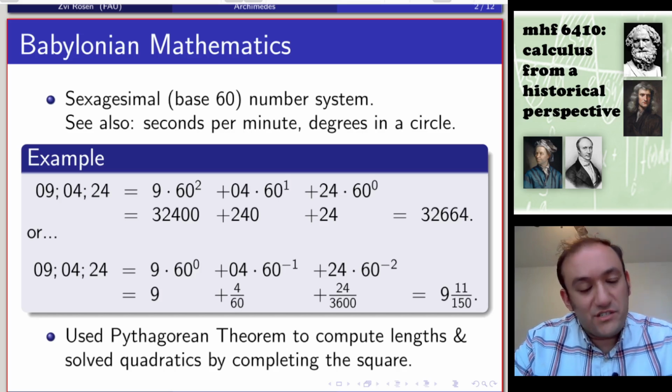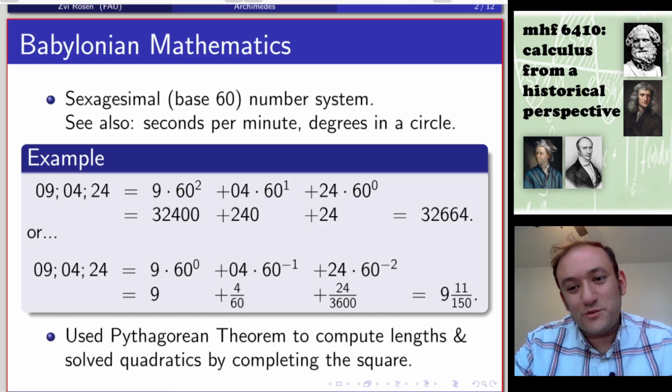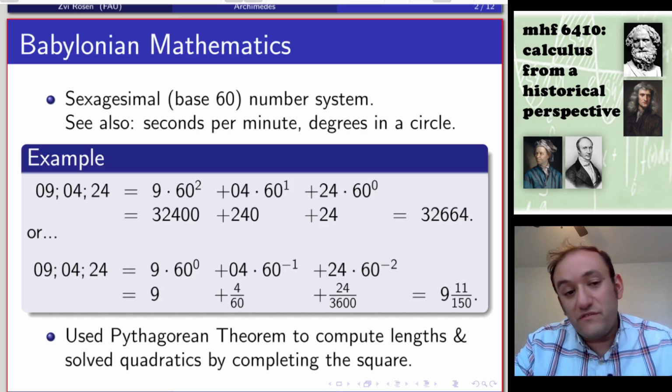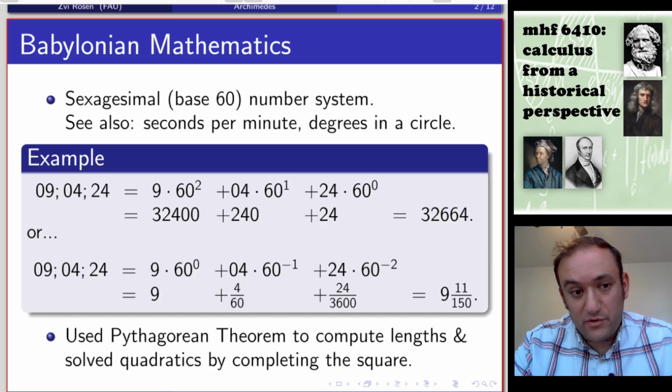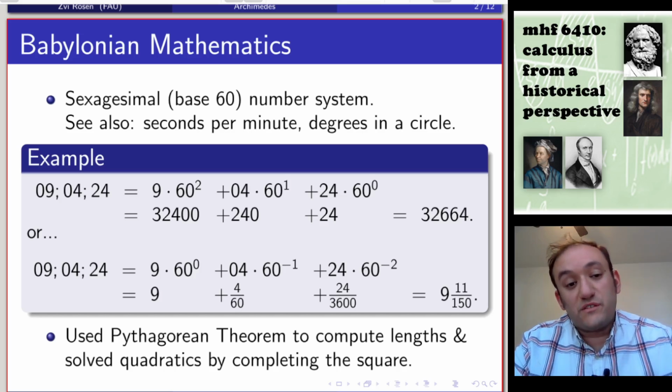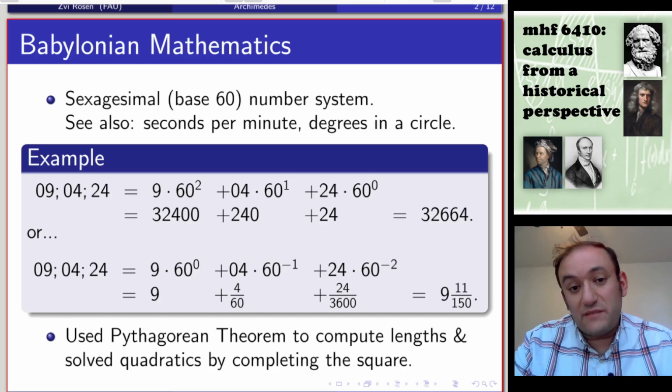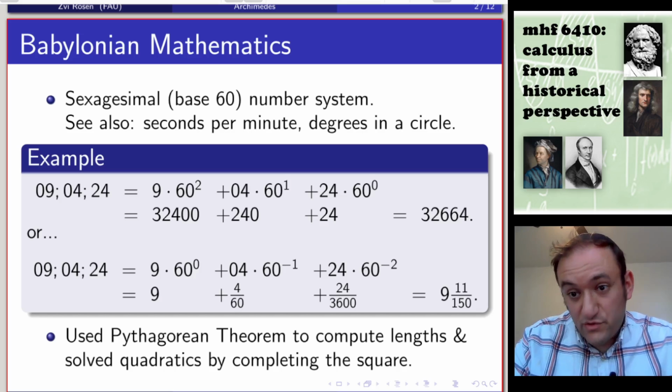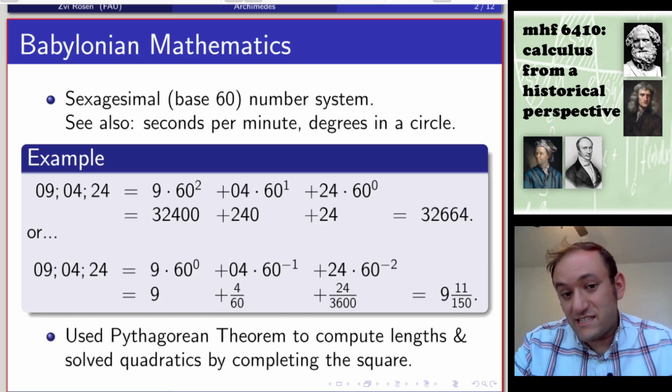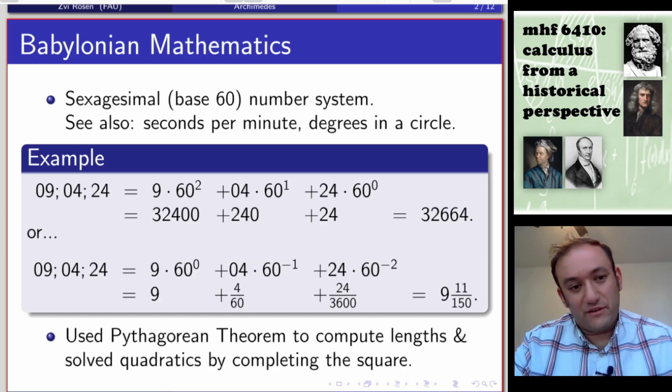And just to practice looking at what that might mean, if we take the date 9/4/24 and we interpret this as a base 60 number, we would associate a power of 60 to each of these numbers. So we would take 9 times 60 squared plus 4 times 60 to the 1 plus 24 times 60 to the 0. Then we would compute those products and add them up to translate this into base 10. It would be 32,664.